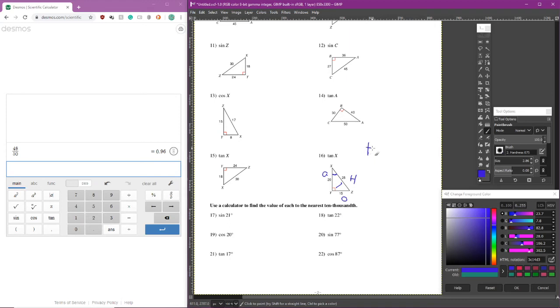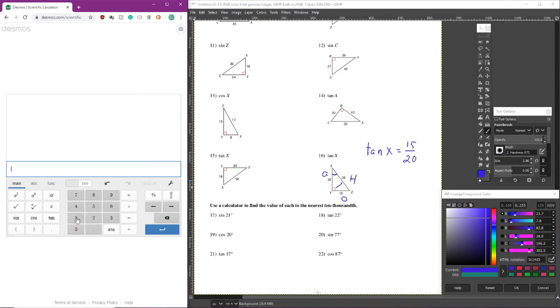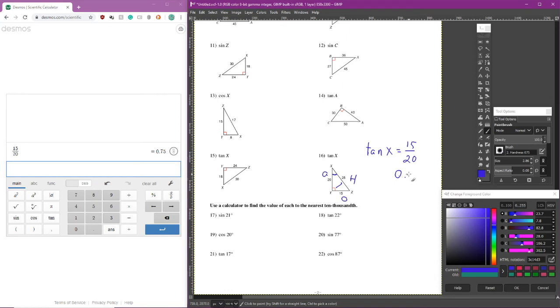So if we look back at our key, a tangent needs an opposite over an adjacent. TOA on SOHCAHTOA, opposite over adjacent. So it's going to be 15 over 20. And you can do that division over on your calculator. 15 divided by 20. And that's going to be 0.75, and you need 2 more digits to complete it.